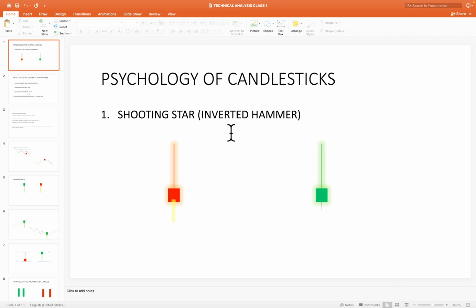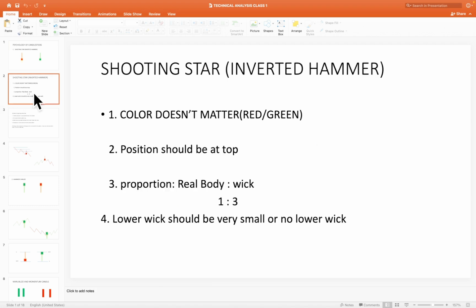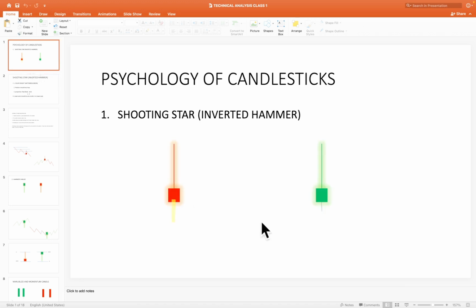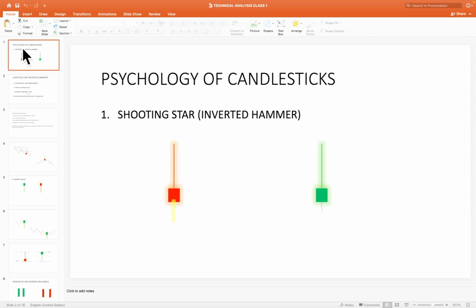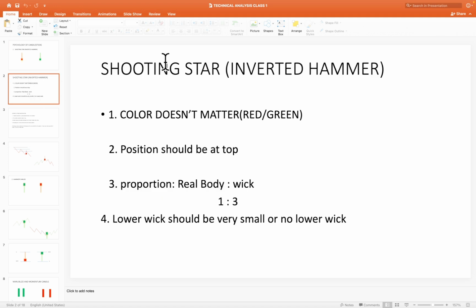So it's a bearish move. So that's the first thing. So the color doesn't matter. Position should be at the top, which I need to come to. Proportion, real body. So the wick is a significant proportion of the actual body. So that's that part there. So at the top of maybe a resistance line, I believe, or resistance level. And then the lower wick should be very small, no lower wick, which is that part there. So that's how to think about the shooting star or an inverted hammer.